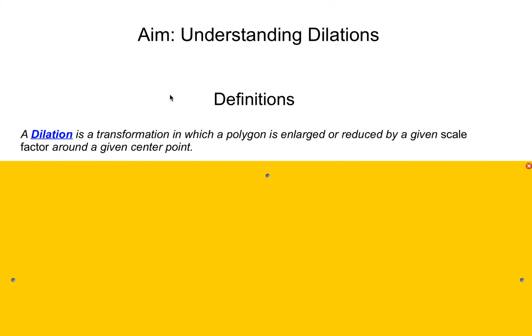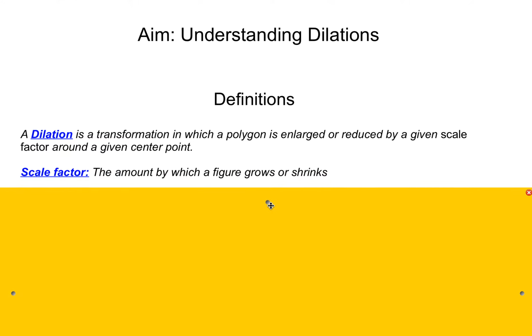The second term we have to talk about is the scale factor. Because if something is being enlarged, then the scale factor is going to be a number greater than 1. If something is going to be reduced, then its scale factor is going to be less than 1. And we'll talk about that in more detail in the next screen. But a scale factor is the amount by which a figure grows or shrinks. So if it grows, it's an enlargement. If it shrinks, it's a reduction. Whether it grows or it shrinks, it's still considered a dilation. This needs to be written down. If you need to put your player on pause, do so, and then hit play to resume.